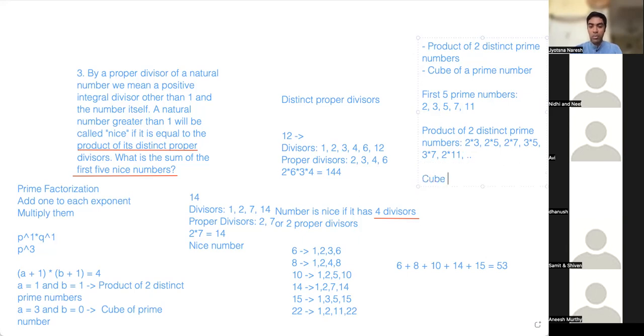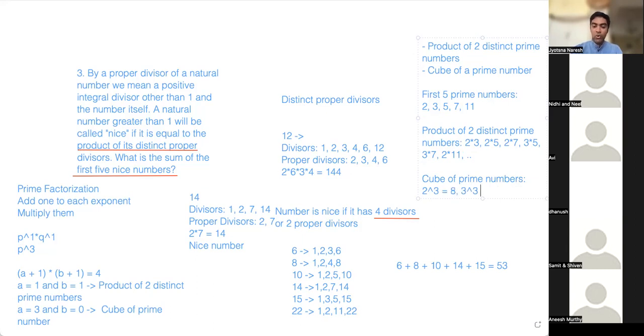And what about the cubes of prime numbers? What are the smallest ones there? 8 is the smallest, yep. And what's the next one? 27. Good, that's 3 to the 3rd, right? So this is 8 and 27.